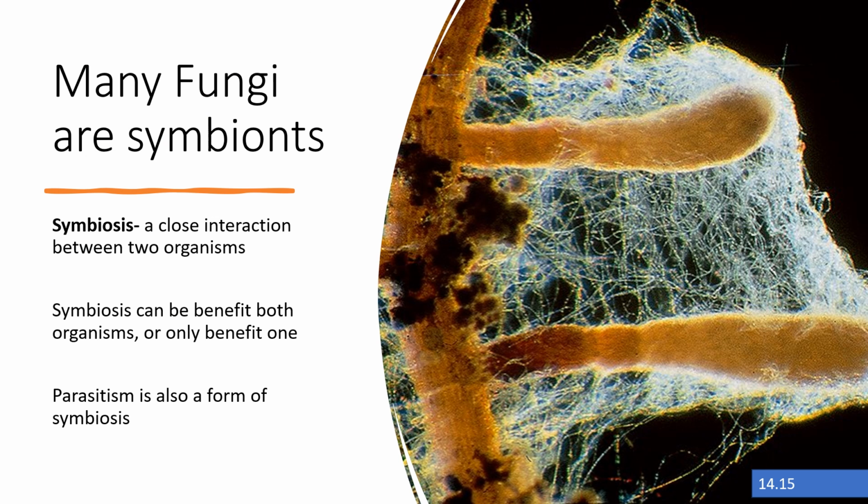We mentioned that fungi are usually either decomposers or they get their nutrients by forming a symbiotic relationship with a living organism. A symbiosis is any close interaction between two organisms. There are many types of symbiosis, from mutualisms, where both organisms benefit, to parasitic relationships, where one benefits and the other is harmed.